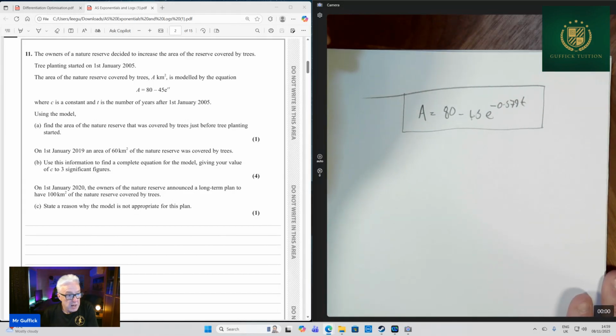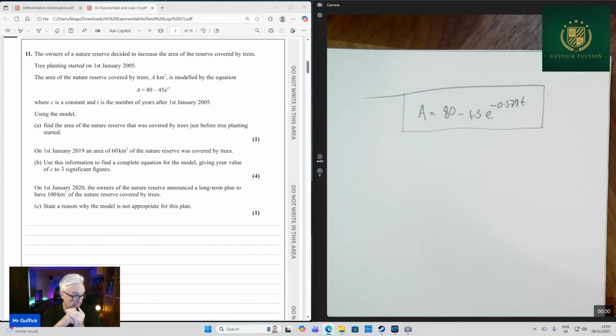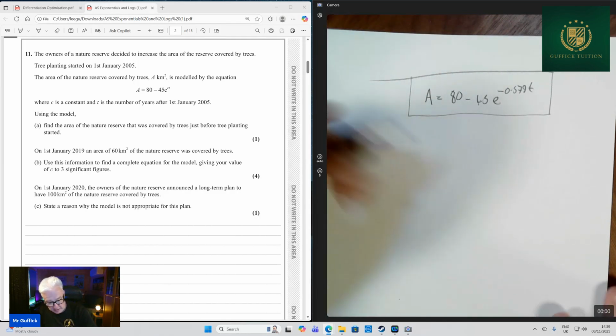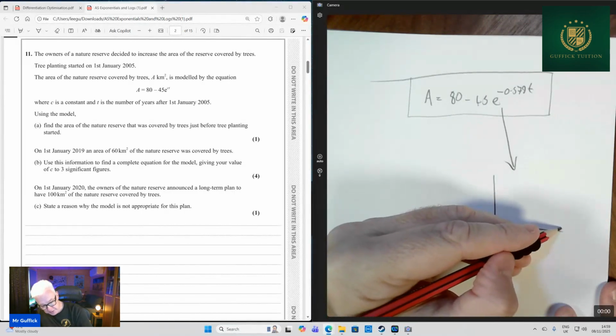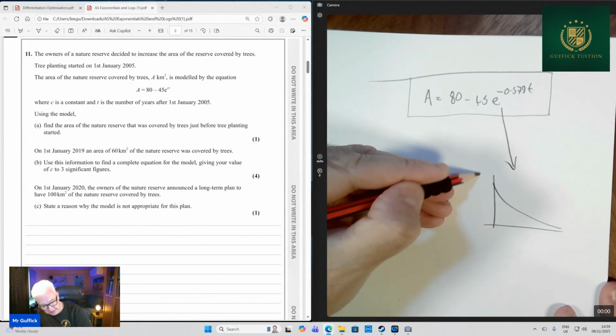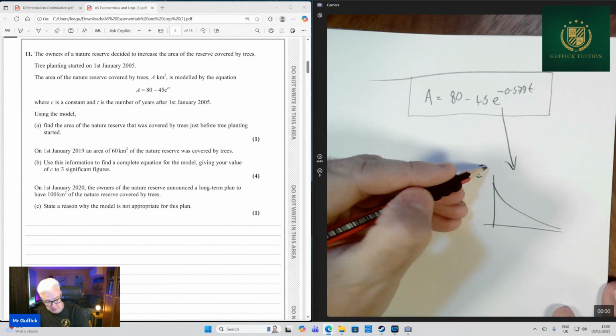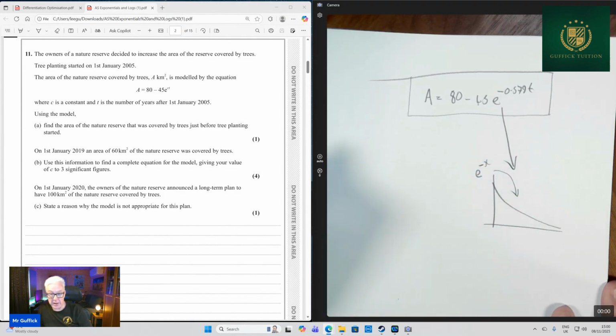Now we found out what c is. And it says, on the 1st of January 2020, the owners of the nature reserve announced a long-term plan to have 100 kilometers squared of the nature reserve covered by trees. State a reason why the model is not appropriate for this plan. So basically, what we've got to think about here is the shape of this graph. This is an exponentially decreasing curve. It's e to the minus something.